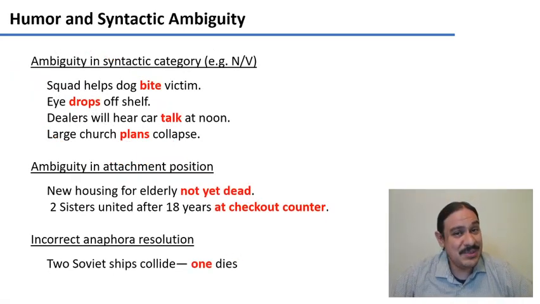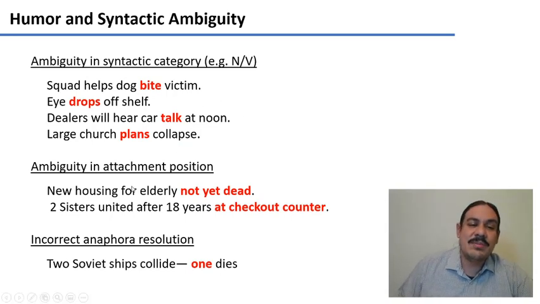These are more attempts at humor using syntactic ambiguity. The ones that we just saw were because of attachment positions, as in new housing for elderly not yet dead. So where does the phrase not yet dead go? Is it describing the elderly or is it describing the housing?